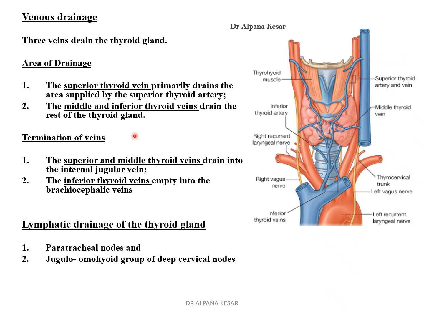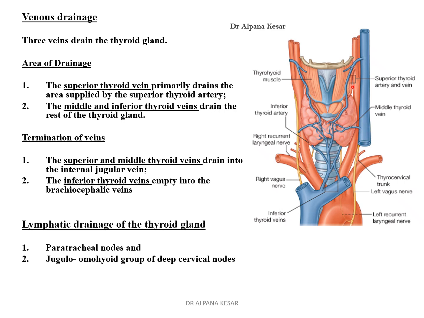Venous drainage of the thyroid gland. There are three veins that drain blood from the thyroid gland, and they are the superior thyroid vein, the middle thyroid vein, and the inferior thyroid vein. The superior thyroid vein drains blood from the area which is supplied by the superior thyroid artery. The middle and the inferior thyroid veins drain blood from the rest of the thyroid gland.